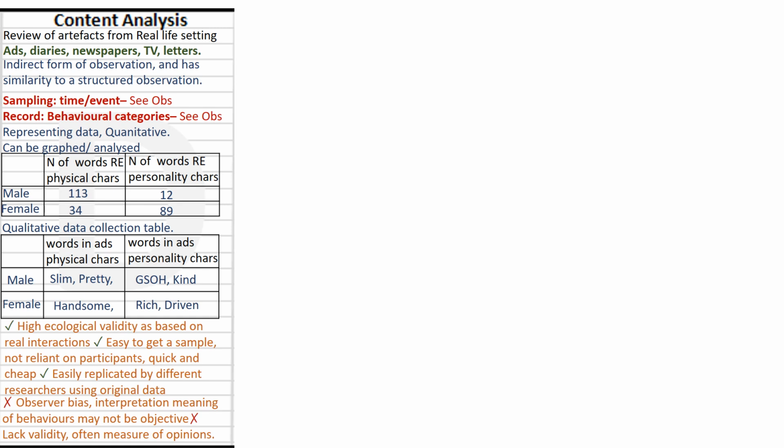Okay, so what I would like you to do before the next class is, I haven't told you who did the research for this content analysis. I'd like you to try and find out what the names of the researchers were and find out a little bit more information about what they did and how they did it, and have that ready for me in the next class.